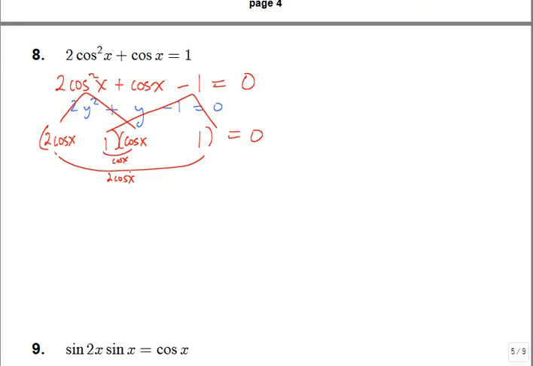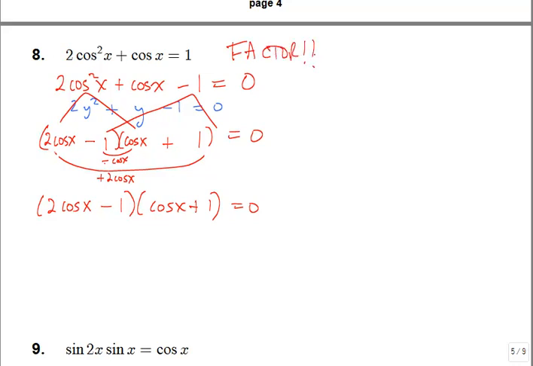So what would my signs need to be so that I get a positive cosine as a result? Well, I would need this to be plus and this to be minus. So I need a minus here and I need a plus here. So cleaned up, factored, this looks like (2 cosine x minus 1)(cosine x plus 1) equals 0. So the key to this problem is to factor.